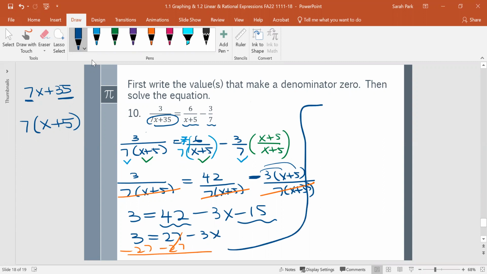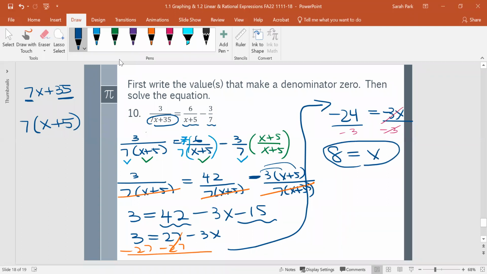Right, the goal is we're trying to isolate the x term. And then what we have is 3 minus 27 is negative 24 equals negative 3x. Then divide both sides by negative 3, canceling that away. So we have 8 is equal to x. So that's a solution. Again, I forgot to find the values that make the denominator 0.